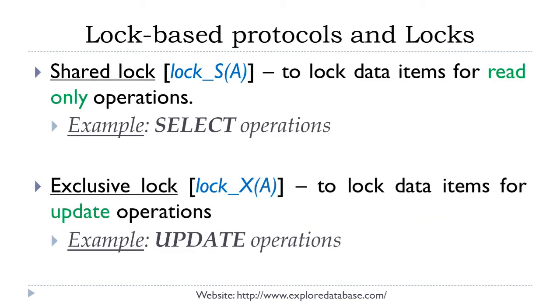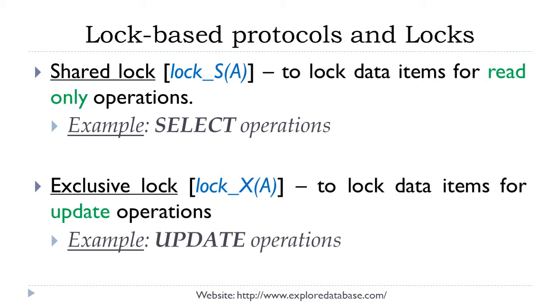DBMS typically uses lock-based protocols to safeguard the database from inconsistencies. The lock-based protocol is a set of rules to ensure that the effect of both concurrent and serial execution of certain transactions should be identical. To ensure this property, lock-based approaches use two types of locks. One is the shared lock, the other one is the exclusive lock. A shared lock is used to lock data items for read-only operations.